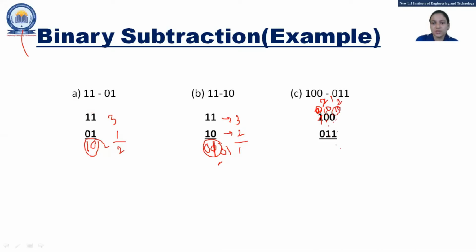So 2 minus 1 is 1. And here 1 minus 1 is 0. Here also 0. Here 1 0 0 is our 4, and 1 1 is our 3. 4 minus 3 is equal to 1. So here 0 0 1 is our 1. This is how binary subtraction is performed.